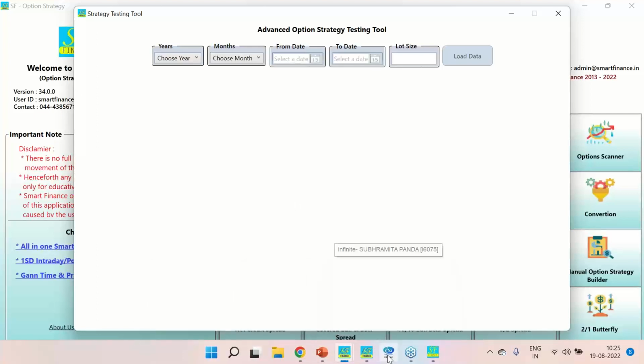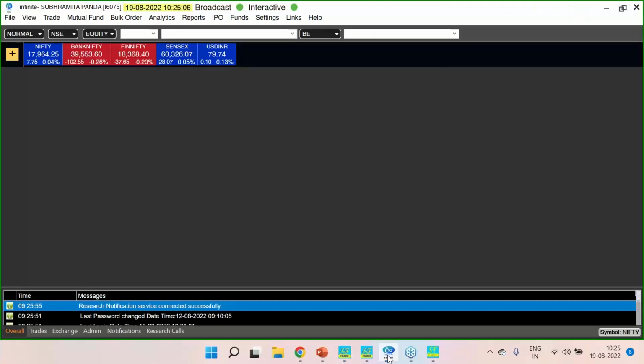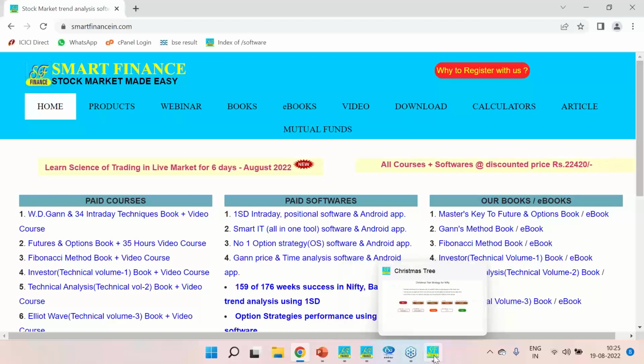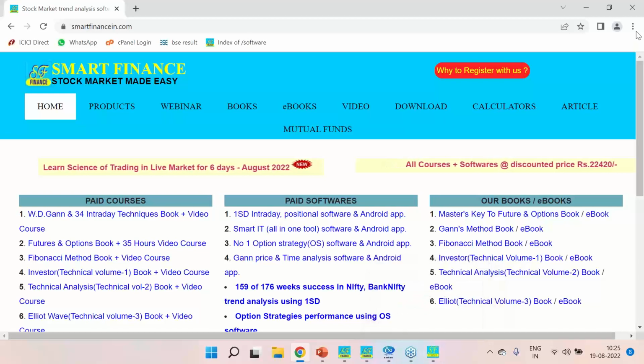So what is very important: learn the strategy, number one. Second, to make the same strategy profitable, you have to simulate and understand how it should be formed, at what gap or what depth, to make it profitable. Every strategy can become profitable if you implement it properly. This is one example I have shown you, the profitability of Christmas tree.